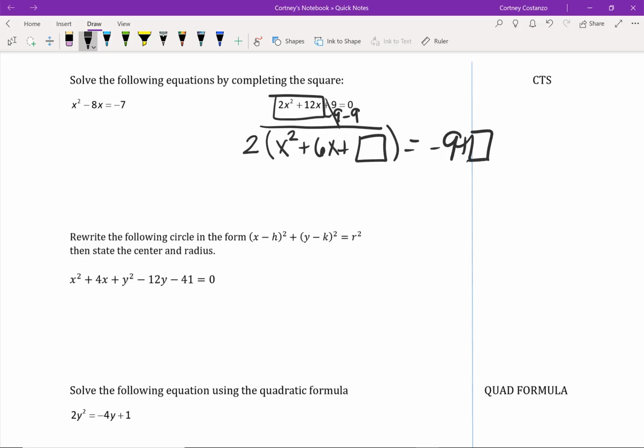I use a box. Some teachers use a space. Some teachers just use a line. It all is the same thing. Now to fill that box, I take the middle number, so in this case 6, divided by 2, and I square it. So I'm going to be putting a 9 in this box. However, because of this coefficient 2, I'm technically going to be putting an 18 on the other side. So an 18 is going to go in the other box.